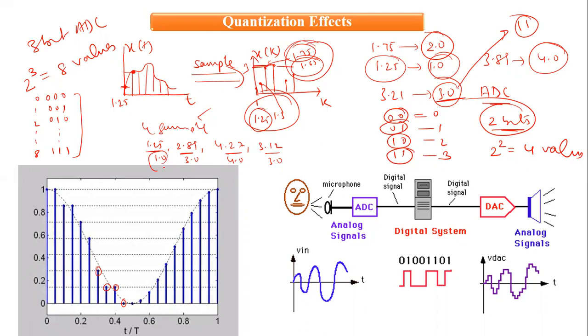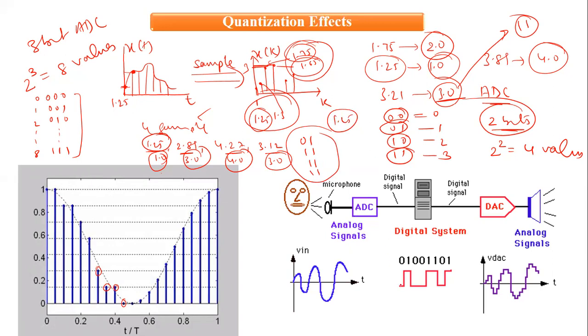So 1 has digital representation as 01 for 2 bit, 3 is 11, and 4, for 2 bit we cannot have 4, so we'll take 11 in this also, and here also 11, right. So what I mean to say is that if we have to take the digital representation of 1.25, we will be having a large or long digital sequence, right.